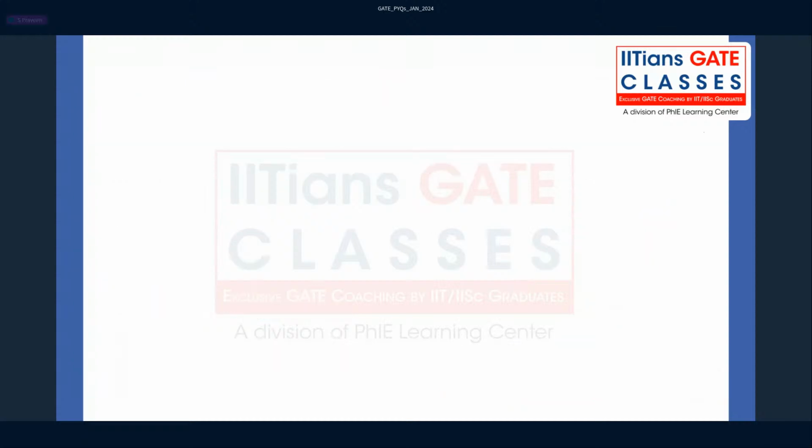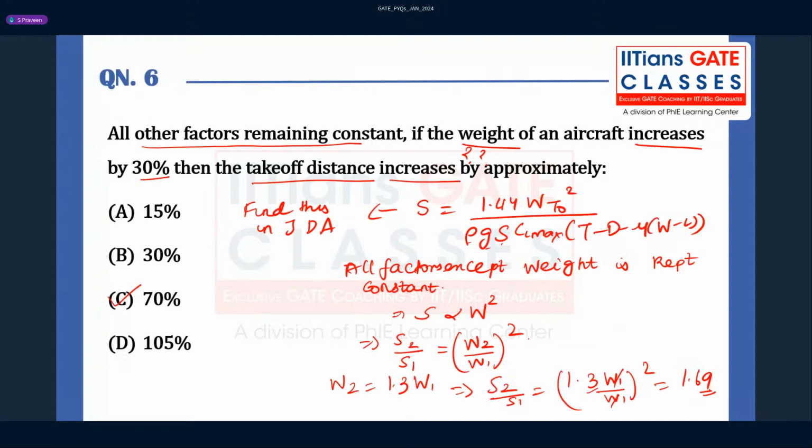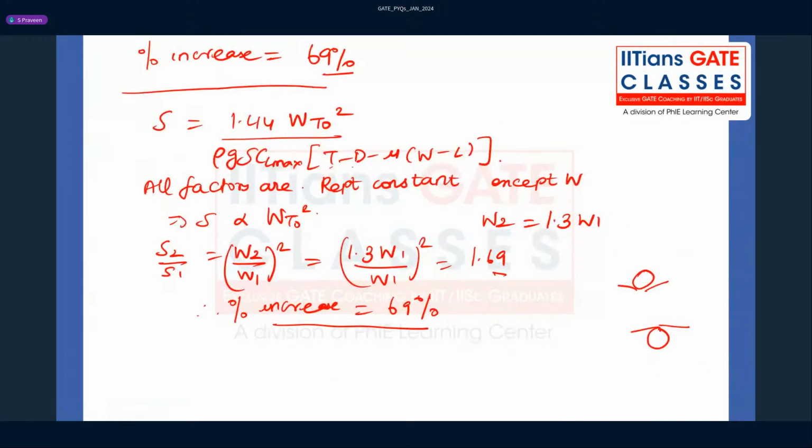Okay. So this is the formula again. Let me just reiterate what I said. So this is the formula in here. S is proportional to W squared. Which means this is what I did over here, right? You can see S is proportional to W squared. So S2 by S1 is W2 by W1 to the whole square. I can rewrite this as 1.3 W1 by W1. Why 1.3? Because weight is increased by 30%.